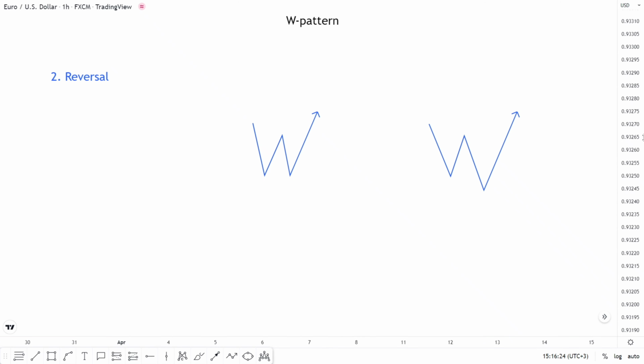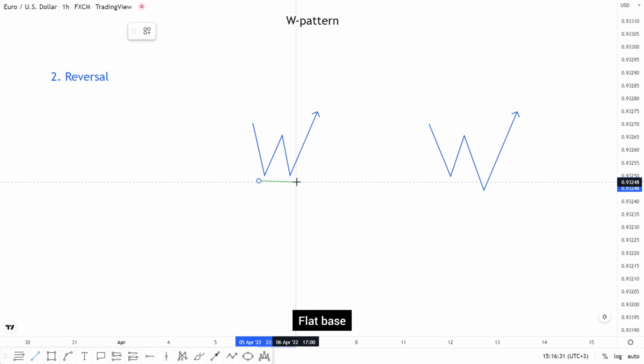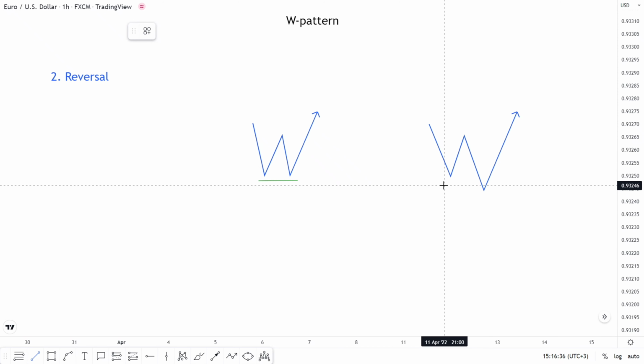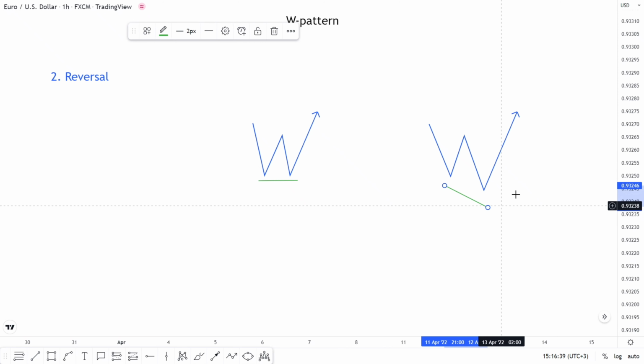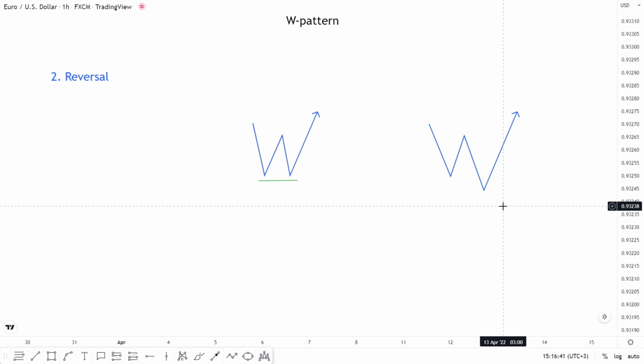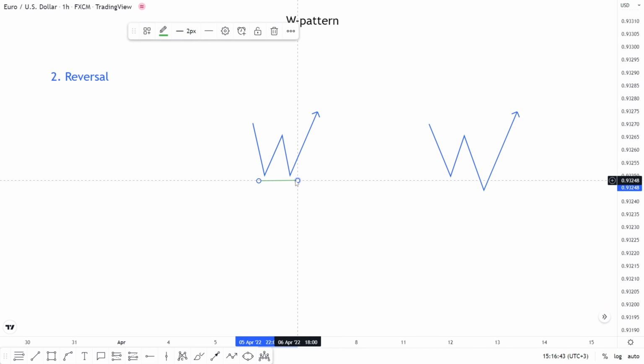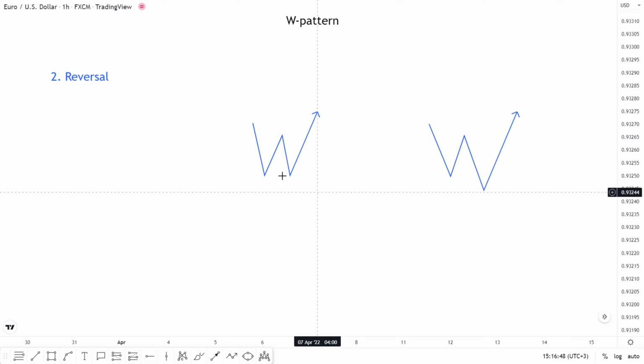Next, we have the W pattern, which is also called a double bottom. It's the exact opposite of an M pattern. It comes in two forms. Here we have one with a flat base. We also have another type of W pattern with a base that is a bit slopey to the downside. Both of them are W patterns, and the W pattern signifies market reversal. That means that price was selling before, then the W pattern has been formed, so we are anticipating a price reversal from a bearish market to now a bullish market.